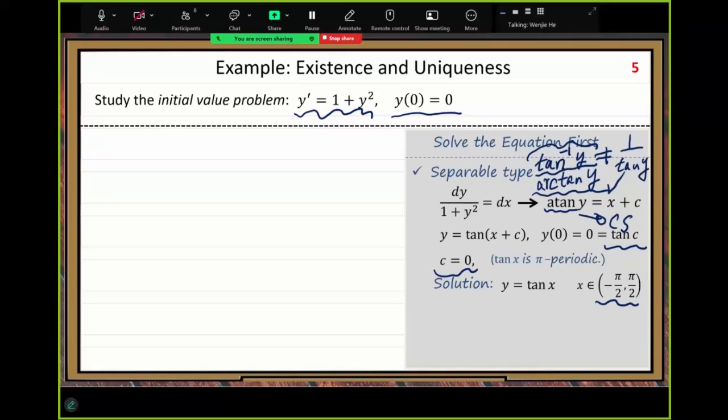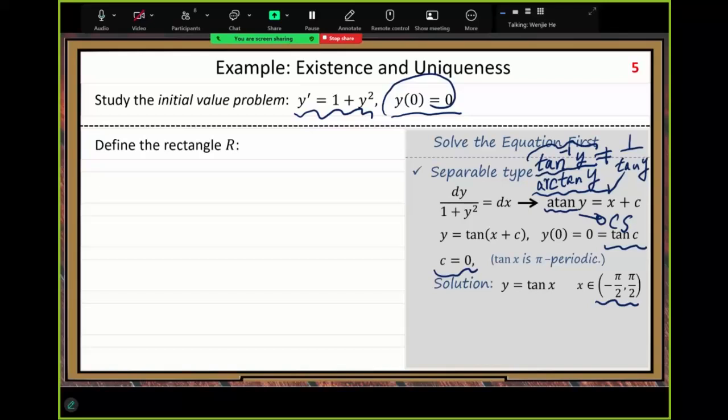For one period containing this initial point. All right. That's the solution, because here we want to use this simple example to help us understand the existence and uniqueness theorem. Now, let us go back to the theorem, the existence and uniqueness theorem.